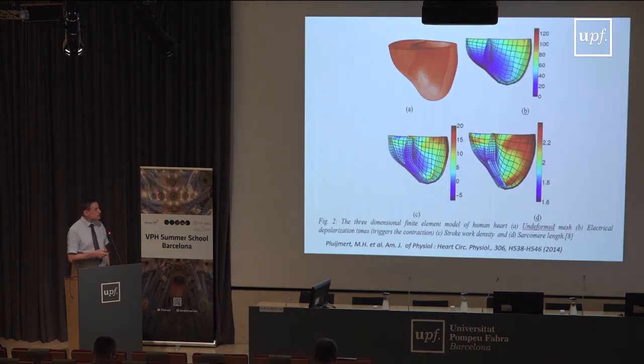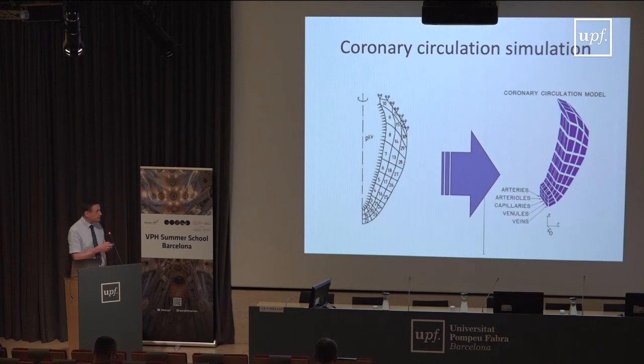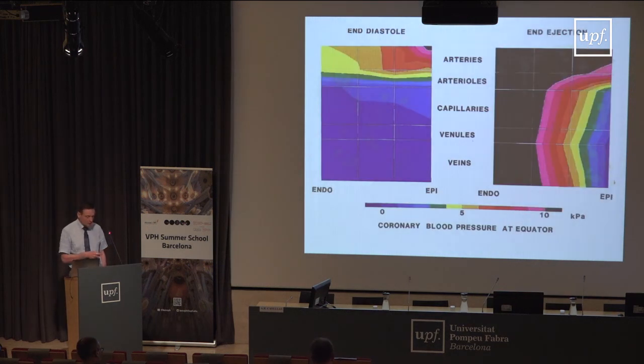Now, what we can do is, Eindhoven has a very advanced model to simulate in 3D contraction of the heart coupled to electrophysiology. And we take that model, and we have also an axisymmetric model of a heart, left ventricle. And we take that model and we add to it a coronary circulation model in which we distinguish between arteries, arterioles, capillaries, venules, and veins. And we simulate blood pressure, blood flow during contraction. This is during end diastole and ejection.